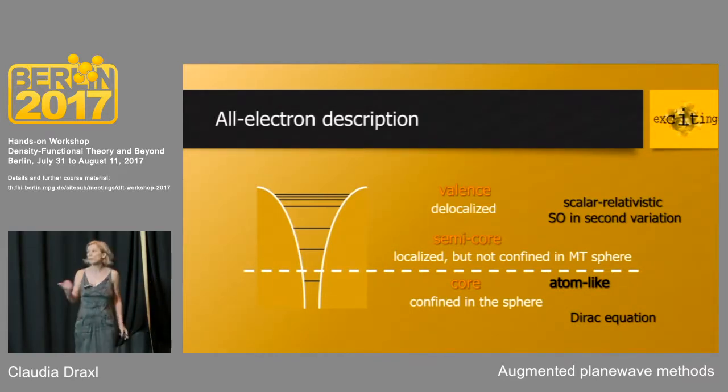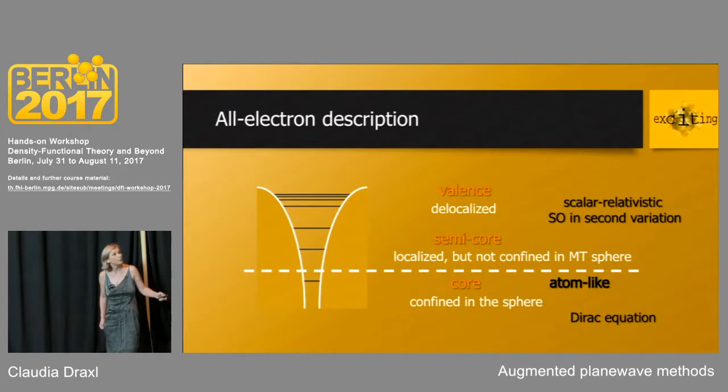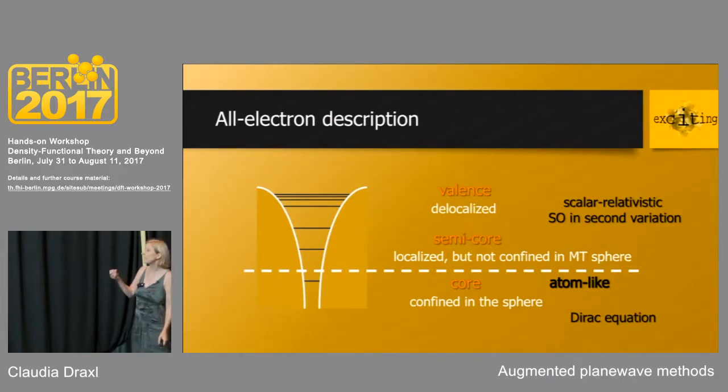We compute the core electrons separately, and for this we solve the Dirac equation, so we have the full relativity included here. Whereas for the semi-core and for the valence region, this is the part where the real LAPW basis comes into play. Here we can also do it fully relativistically, but typically we first solve the scalar relativistic equation, and then we treat spin-orbit coupling in the cases where it's needed in a second variational scheme.